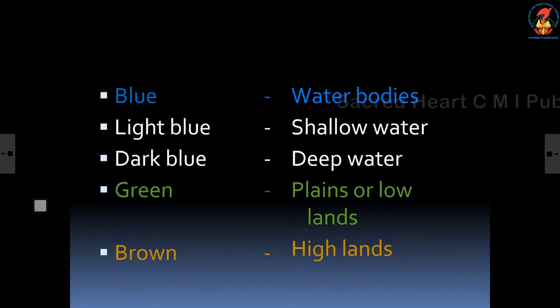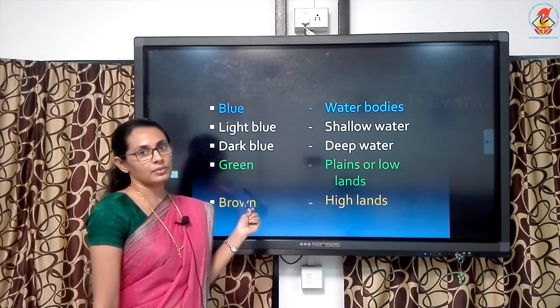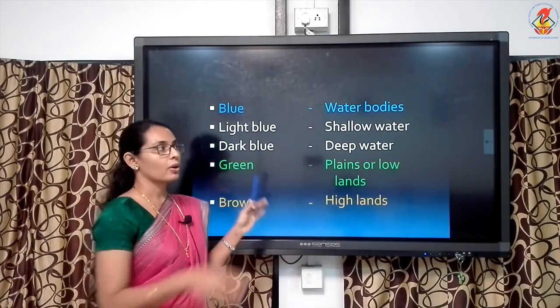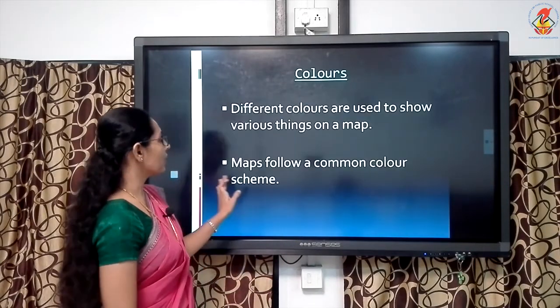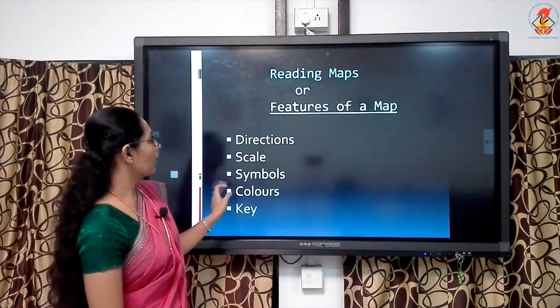Green color is used for plains or lowlands. For showing plain area or lowland area, we use the green color. Next one is brown color. Brown color is used for highlands, like mountains. So for identifying highlands we use this brown color. Clear, children? So on a map, we clearly understood that different colors are given.